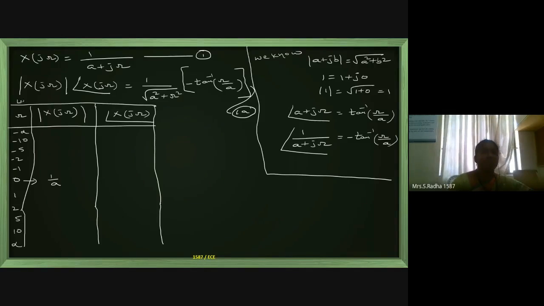I will assume a value equal to 2. So 1 by 2 means 0.5. If I put omega value 0 in the phase angle, in equation 1a, in the phase angle, this portion is the phase angle. I have to put a value as 2, omega value as 0. Minus tan inverse 0 will become 0.